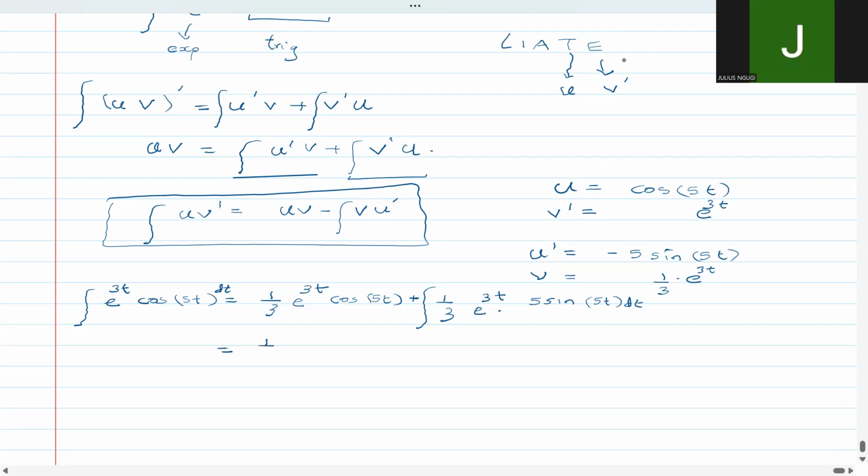So this becomes a third. Cleaning it up, exponential power 3t cosine of 5t plus, factor out the constants, 5 over 3 integral of exponential power 3t sine of 5t with respect to t.